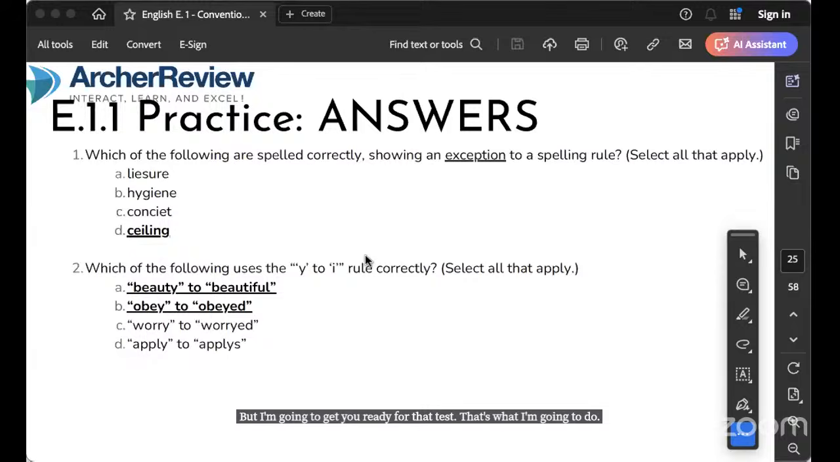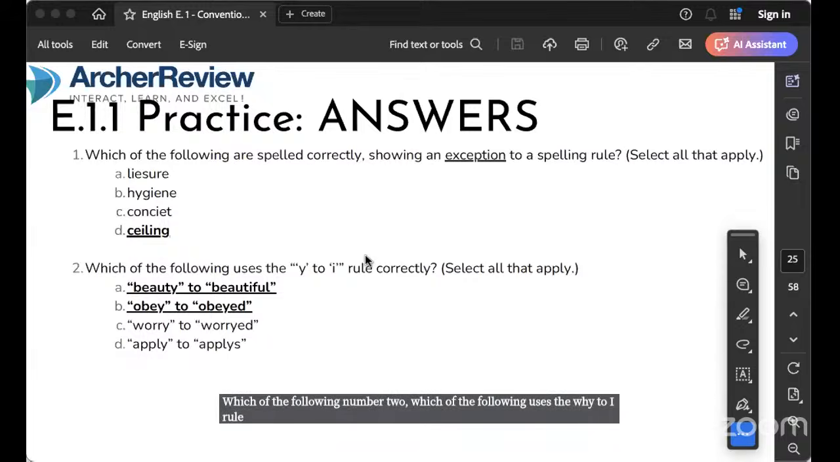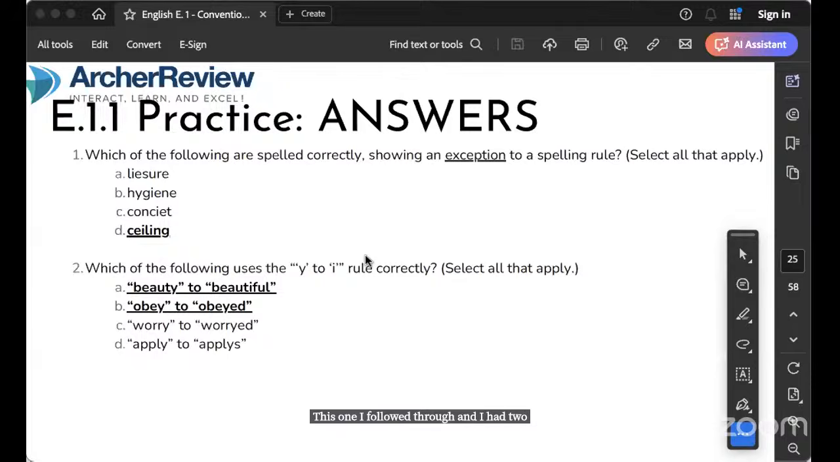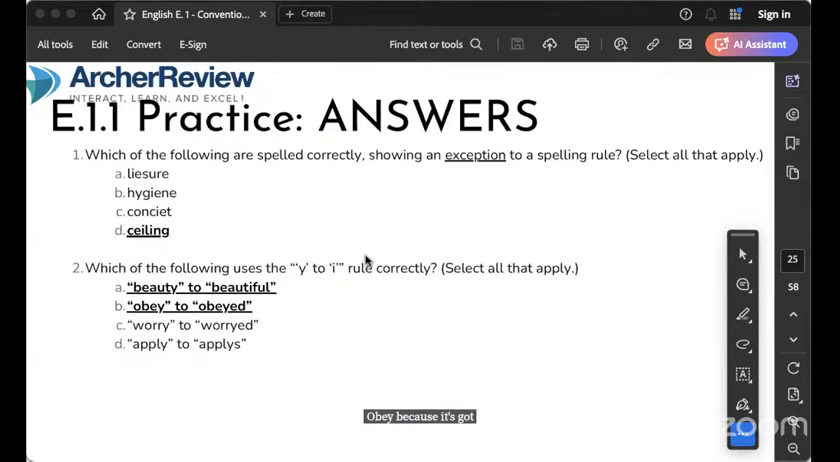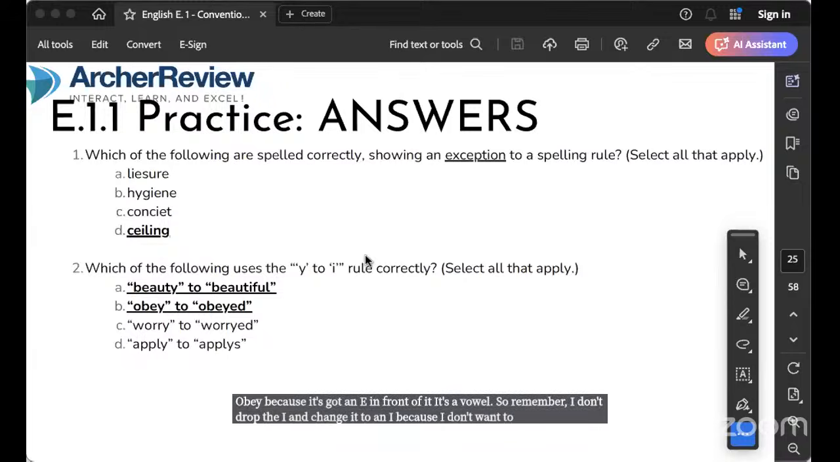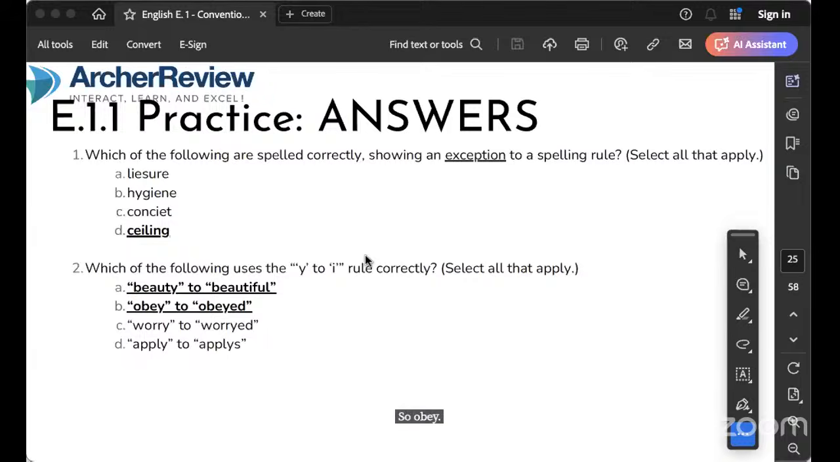Number 2: Which of the following uses the Y to I rule correctly? Select all that apply. This one I followed through, and I had 2 correct answers. So beauty, just like we talked about beauty, beautiful, because it's got that T, that consonant, it changes to an I. Obey, because it's got an E in front of it, it's a vowel. So remember, I don't change the Y to an I because I don't want 2 vowels side by side. So obey follows the Y to I rule.